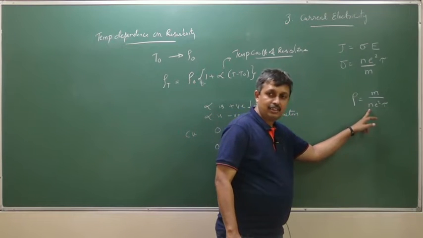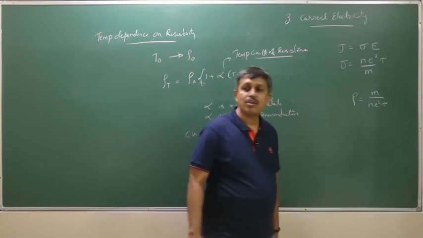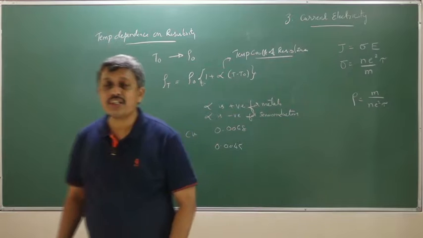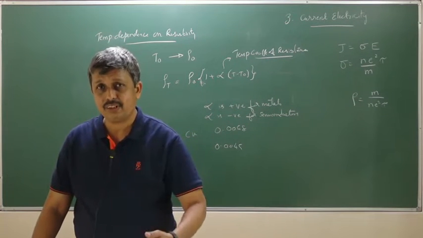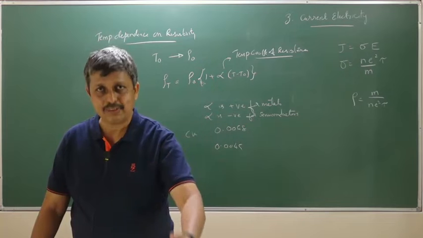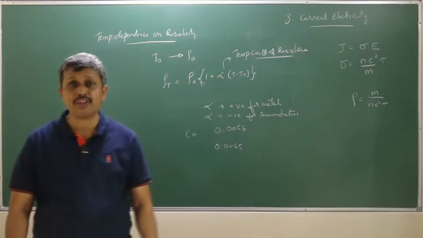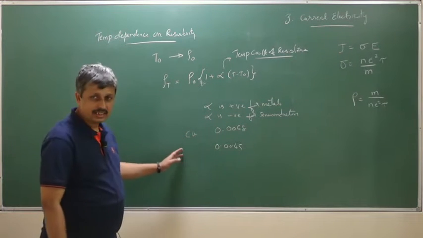N increases, and when N increases, automatically rho decreases. So rho decrease means resistance decreases. So just follow this logically one by one. If this happens, this happens, this happens, this happens. That kind of following should happen in your head to be able to understand this.